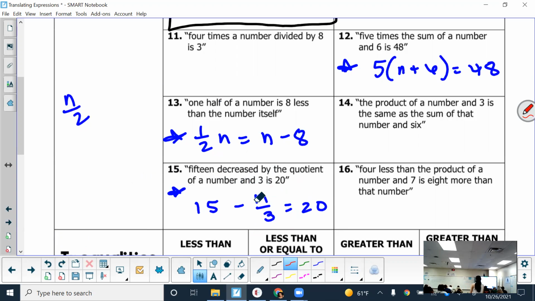If you put parentheses though, that's fine. You know, you wouldn't get marked off on it. But if you put it like this, that's correct too. Any questions?